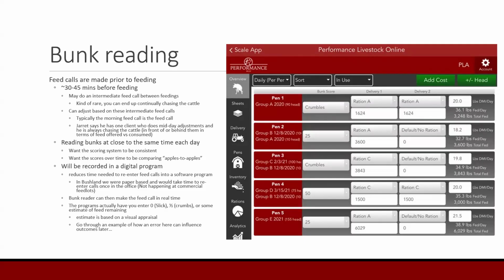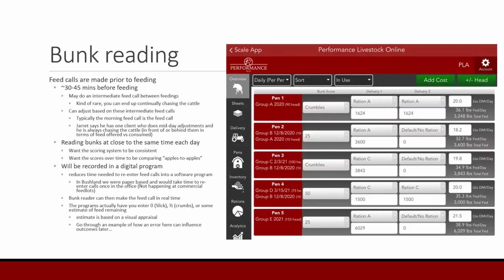They may do an intermediate feed call between feedings. So let's say, like we just looked at, if you have 3 drops, they may go around and do an intermediate feed call between the drops, okay? Particularly between the second and third, or if you're doing 2 times a day feeding, between 1 and 2. Then, based off of their intermediate feed calls, they may make a feed call adjustment for the subsequent feedings, okay?